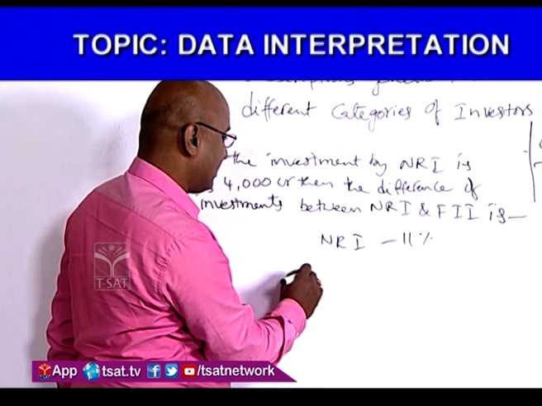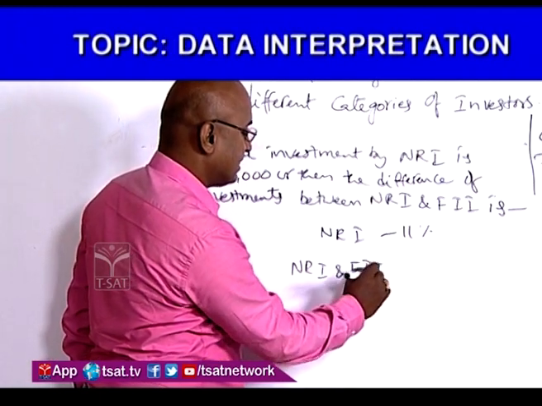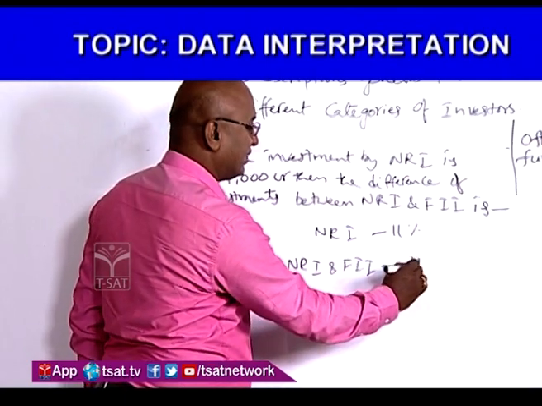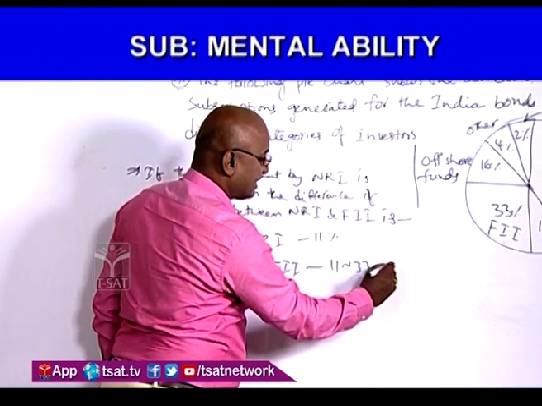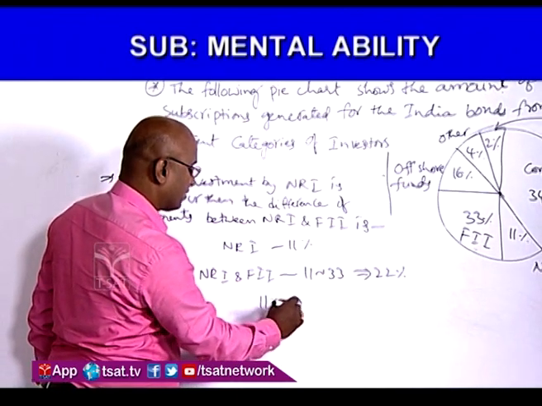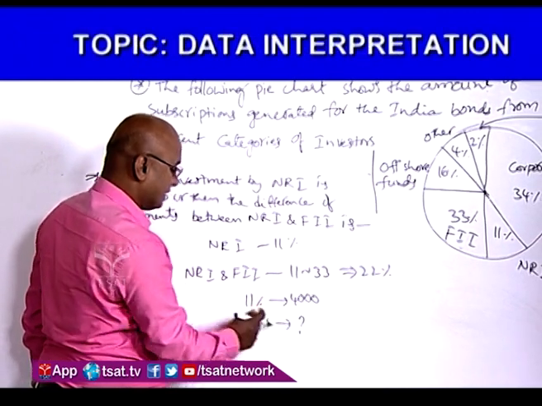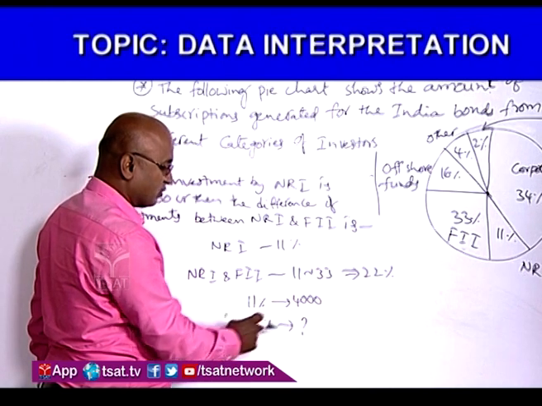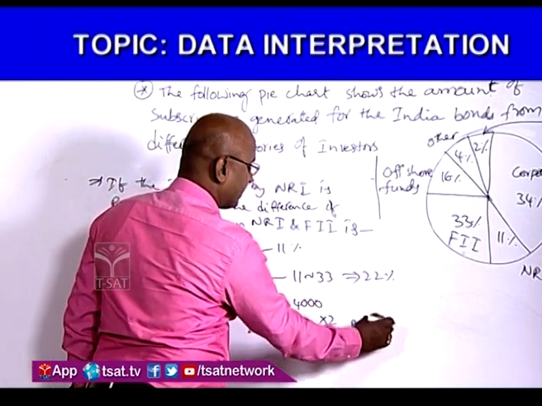The difference between NRI and FII: NRI is 11% and FII is 33%, and the difference is 22%. Suppose if 11% is 4,000 crores rupees, then 22% is how much? Just double, 11 twos are 22. Similarly, 4,000 into 2 is equal to 8,000 crores rupees.